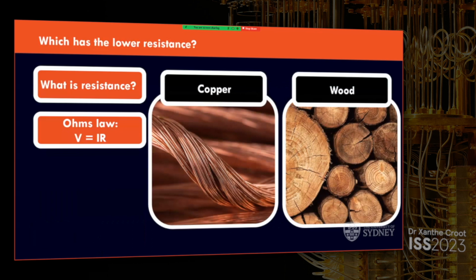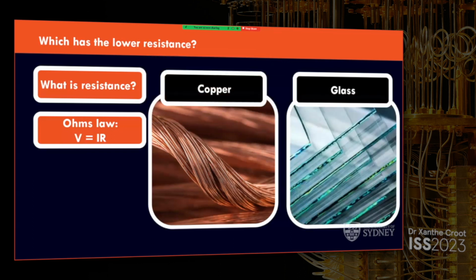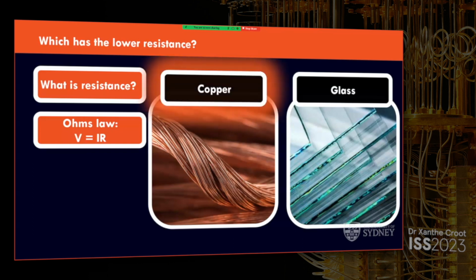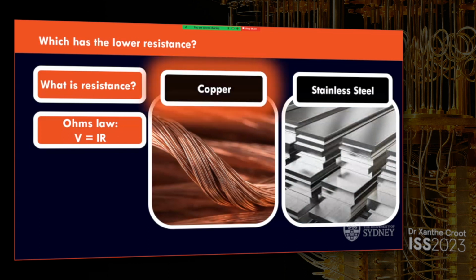Okay, so you probably already have a little bit of an intuitive understanding of how resistance works. So if I was to ask you which of these two materials has the best conductivity or lowest resistance, what would you say? Copper. Excellent. If I was to ask you the same question about copper and glass, what would you say? Copper. Excellent. So you've got this idea. All right, what about copper and stainless steel? Copper, good job. Why do you say that?